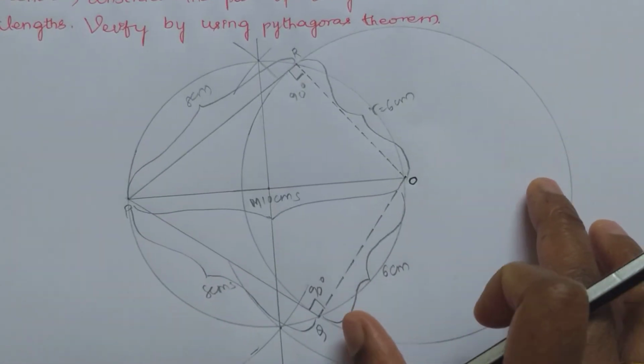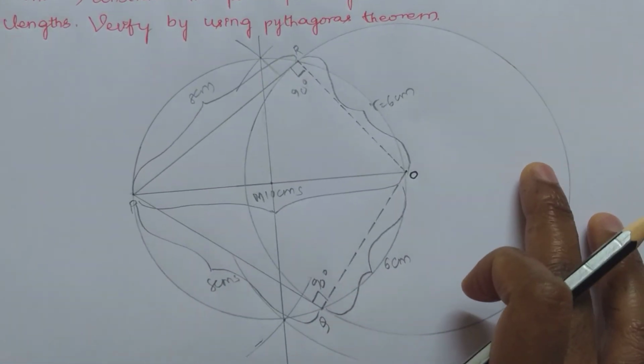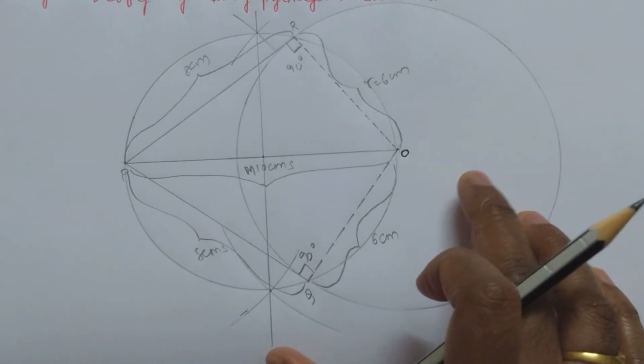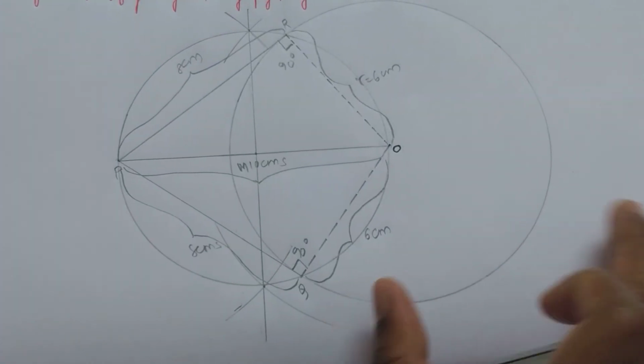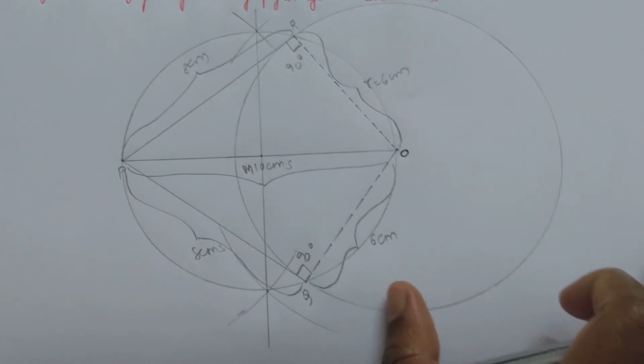So now let's write the construction steps of what we did till now. You don't need to remember the construction steps. You have to just write whatever you have done till now. That's it.